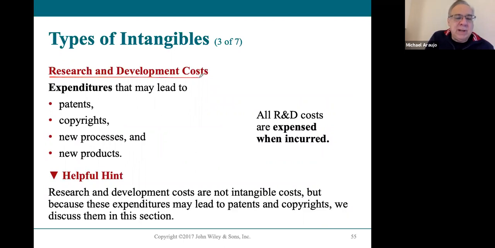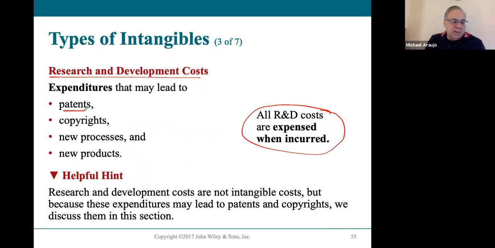Research and development, R&D, is a very, very important part of all of this stuff, but these are expensed when they happen. R&D happens for inventions, whether it's a drug or a new method of calculating a credit score or any new process or a particular product. All those are R&D related types of stuff, and they're expensed.